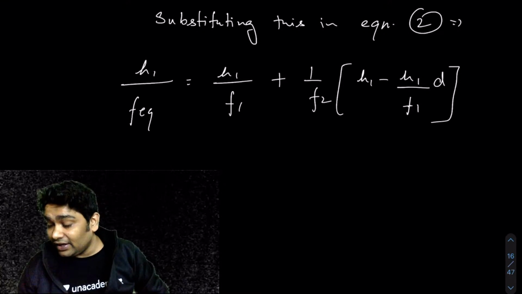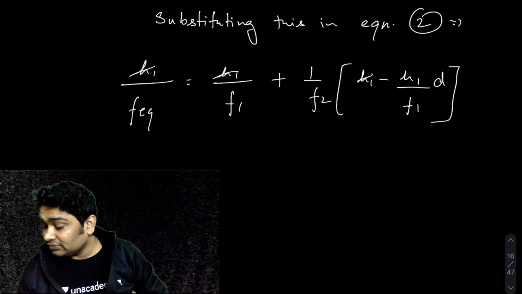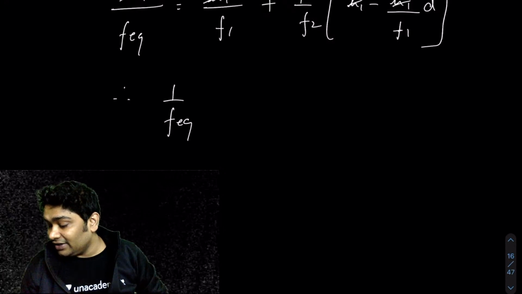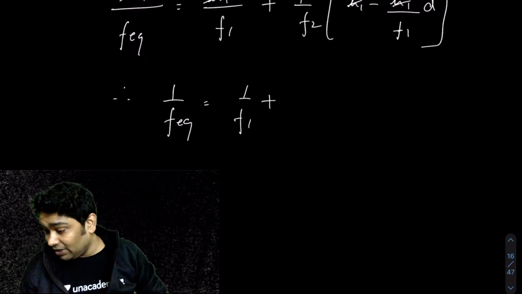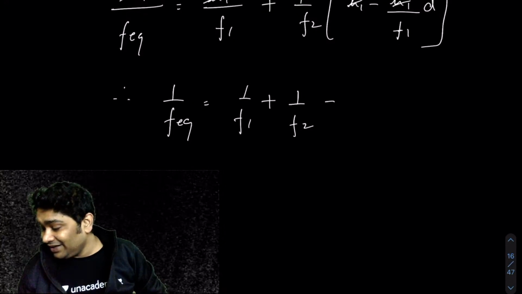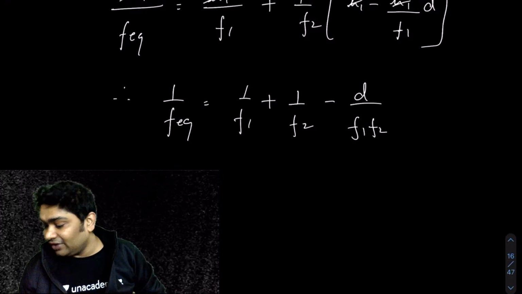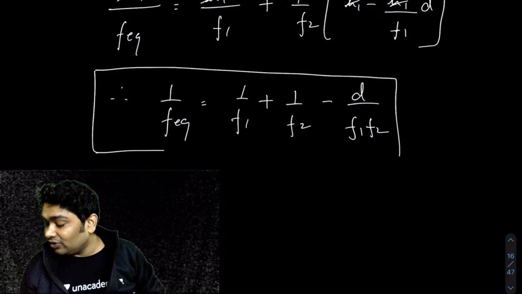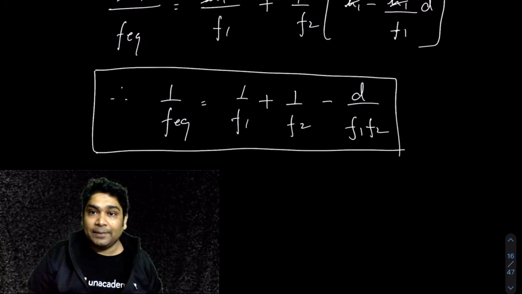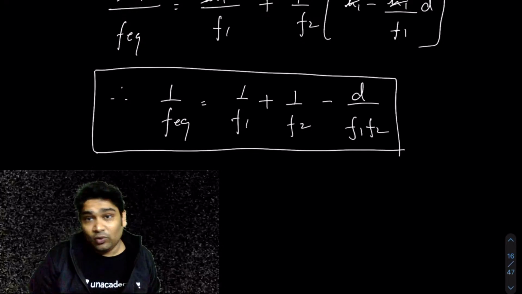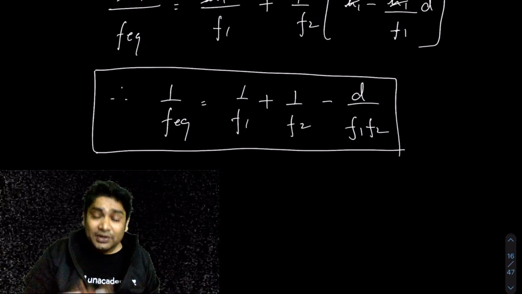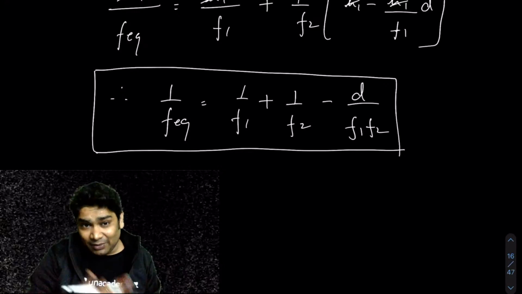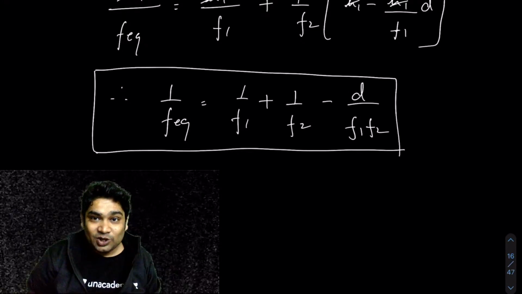So from here, what I realize is I can cancel out all the h1s, and what I'm getting is, therefore, 1 over f equivalent is equal to 1 over f1 plus 1 over f2 minus d over f1 f2. So this is my expression of equivalent focal length. This is the equivalent focal length of two lenses separated by a distance d. You realize if d was 0, then I go back to my formula that P equivalent power is nothing but P1 plus P2.